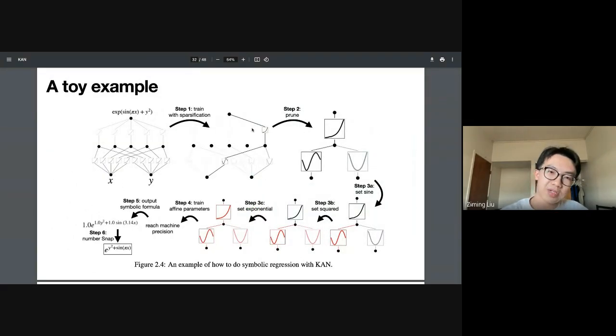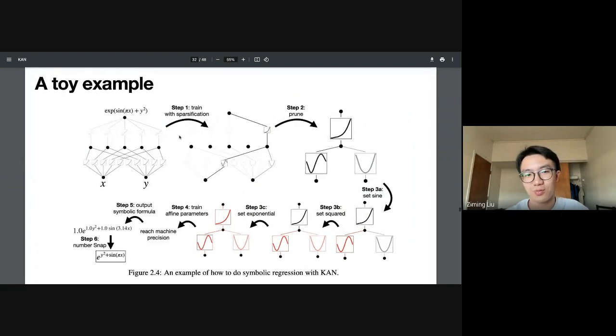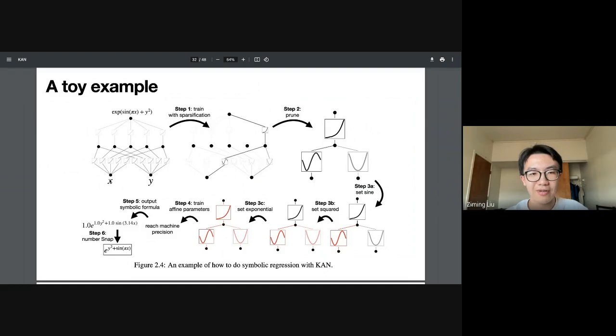Regarding interpretability, I will show how we get interpretability with this one example. Say we have X and Y as input and this formula as output. We can first train it. While training it, we also sparsify it. And after training, we see that there are a few nodes which are actually useless, so we can prune them away to get this small network.